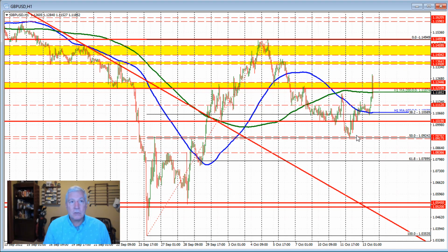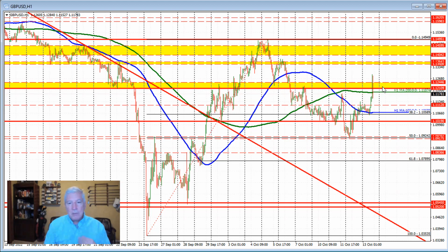Let's take a look at the sterling versus US dollar. Of course, we've got the move to the upside pre-market on the rumored backtracking of the budget from the Truss administration. We are seeing the price move back below the 200-hour moving average as a result of the data this morning. We will watch this swing area on the top side.